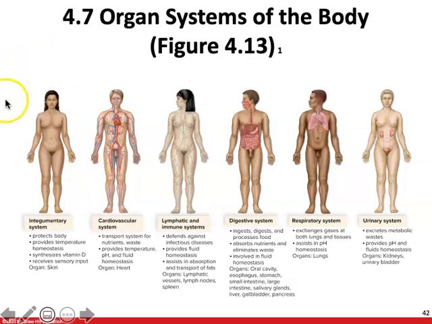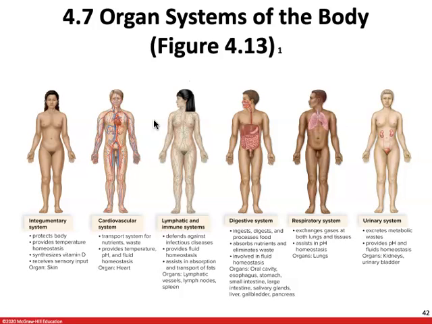We have the integumentary system, which is responsible for protecting the body, providing temperature homeostasis, synthesizing vitamin D, and receiving sensory input, so it's how we connect and respond to the world, and the primary organ is going to be skin. The cardiovascular system is going to be responsible for transporting nutrients and waste throughout the body. It's going to provide temperature, pH, and fluid regulation, and the major organ of this is going to be the heart.